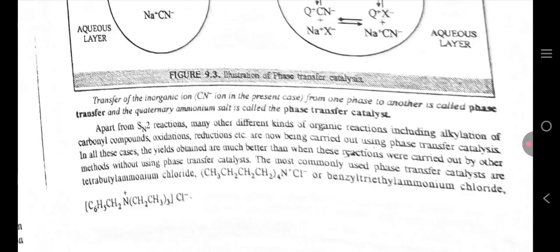Apart from the SN2 reaction, many other different kinds of organic reactions including alkylation of carbonyl compounds, oxidation, reduction, etc. are now being carried out using phase transfer catalysts. In all these cases, the yields obtained are much better than when these reactions were carried out by other methods without using phase transfer catalysts. The most commonly used phase transfer catalysts are tetrabutyl ammonium chloride or benzyl triethyl ammonium chloride.